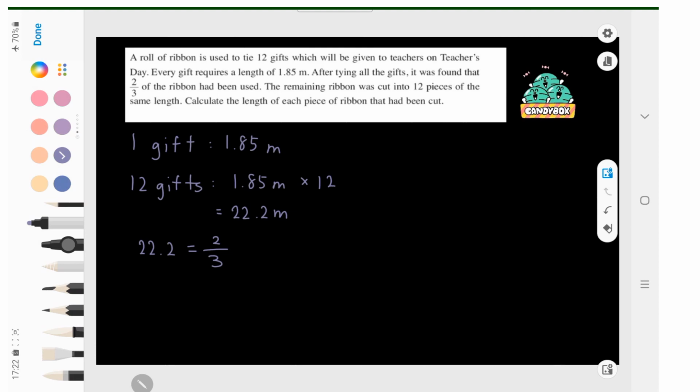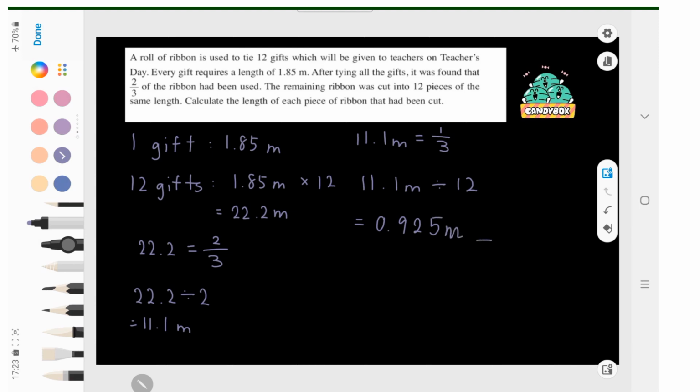Now we have to find the remaining one, which they cut into 12 pieces. So 22.2 divide 2 equal to 11.1. 11.1 represents 1/3. So 1/3 is the remaining one. 11.1, they cut it into 12 pieces. So 11.1 divide 12 equal to 0.925 meter.